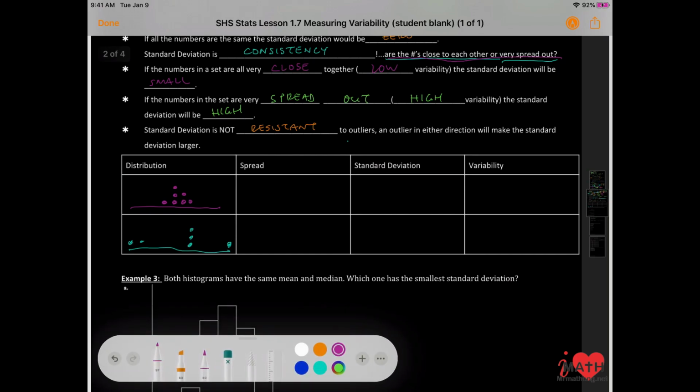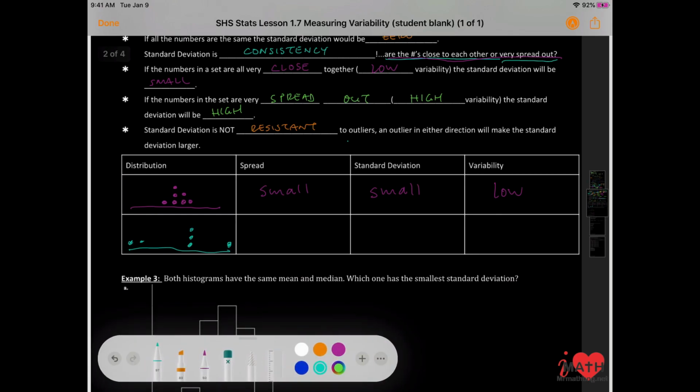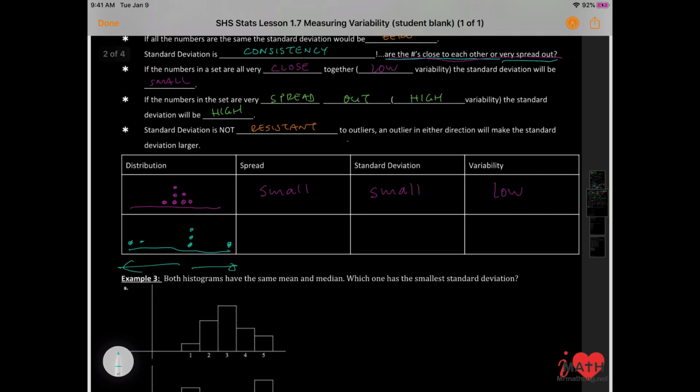Well, in pink, the spread is small. And what do you think my standard deviation is going to be? Small. It doesn't deviate away, and our variability is low. It's close together. But the blue cyan, the spread is really spread out, right? The jam is really spread out. So your spread is large. Your standard deviation is large. And variability is large.